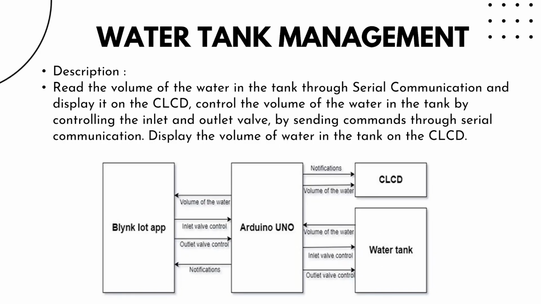And the third thing which is included is the water tank management. The description of the system is that it should read the volume of the water in the tank through serial communication and display it on the CLCD, and control the volume of the water in the tank by controlling the inlet and the outlet valve by sending commands through serial communication, while displaying the volume of the water in the tank on the CLCD. These are the project requirements and how the project should perform. This is the description of the system, and based on it, the project should be built.